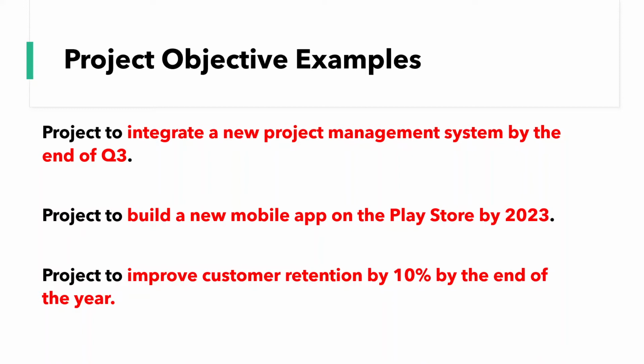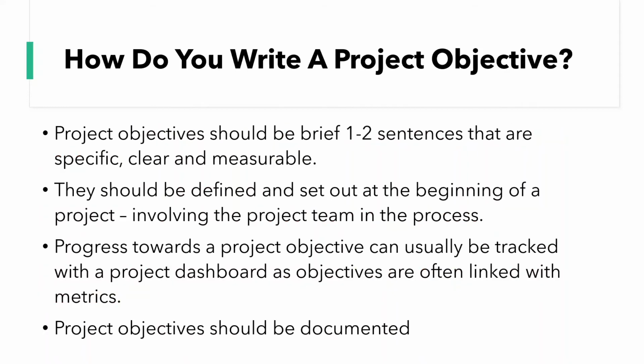Now, as you can see, there's a specific time that they need to be delivered by. They're quite detailed, but at the same time, they are not too comprehensive. And that's because when it comes to writing a project objective, they should only be 1 to 2 sentences in length. They need to be quite brief, succinct, specific and clear. They should also be written at the start of a project and set out early on so that the project follows the right direction, and the project team should be involved in that process as well.